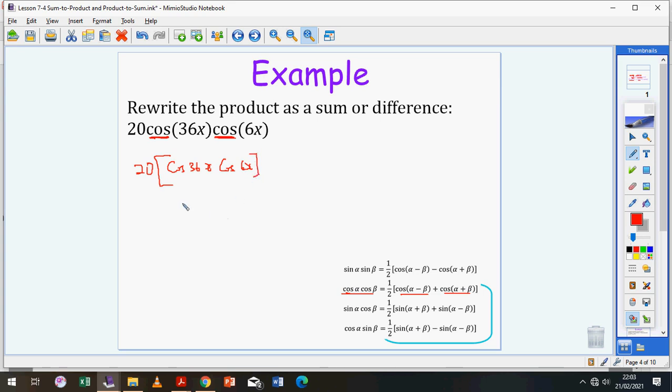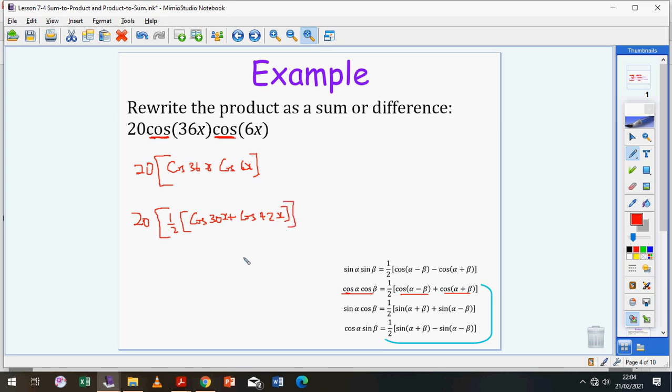Now, this product of two cosines is going to turn into one half, open another bracket, cosine of the difference of the angles. So cosine of the difference of the angles, 36 minus 6, which is 30 degrees, and plus cosine of the sum of the angles. Cosine of the sum of the angles, 36 plus 6 is 42. I forgot an x here. It's 42x.